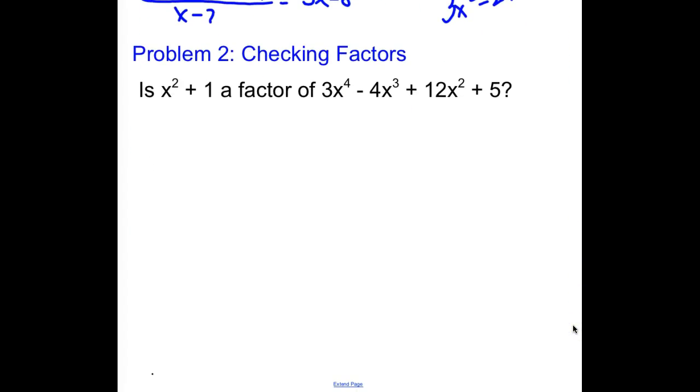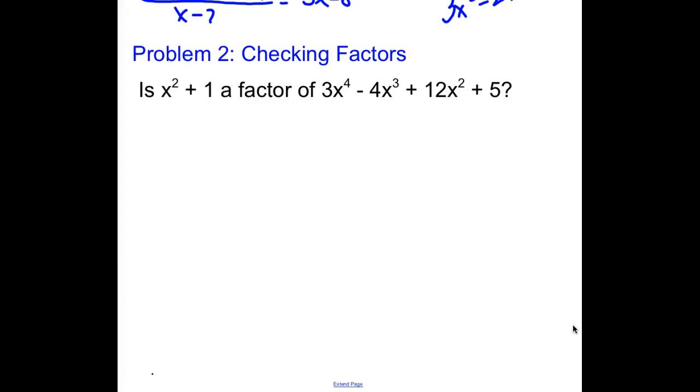All right, our last two questions deal with checking to see if something is a factor. So we just said because we got a remainder of 0 on that last question, that x minus 7 was a factor of the polynomial. So the question here is: is x squared plus 1 a factor of 3x to the 4th minus 4x cubed plus 12x squared plus 5? If it is, we should get a remainder of 0. If we don't get a remainder of 0, it's not a factor of it.